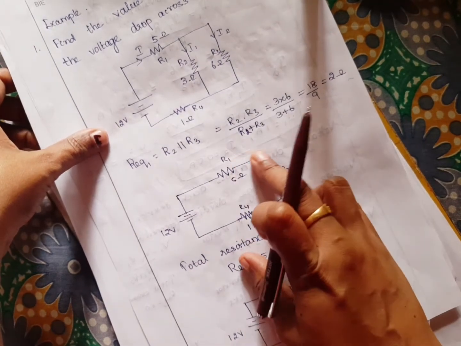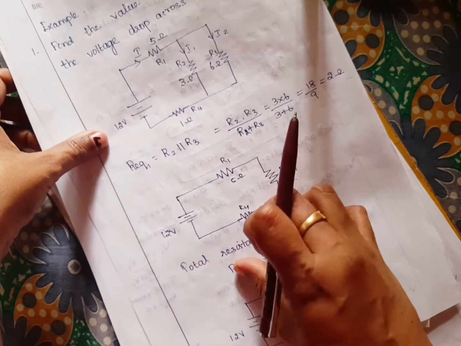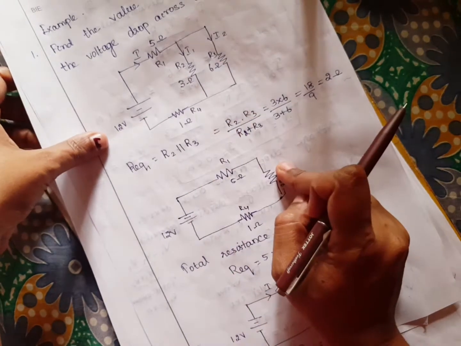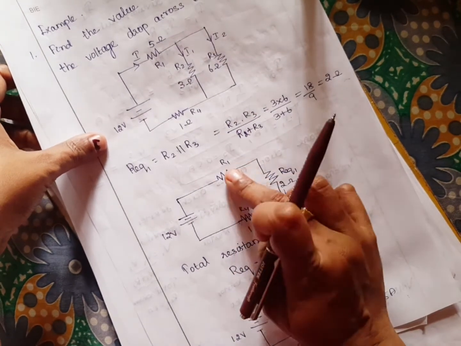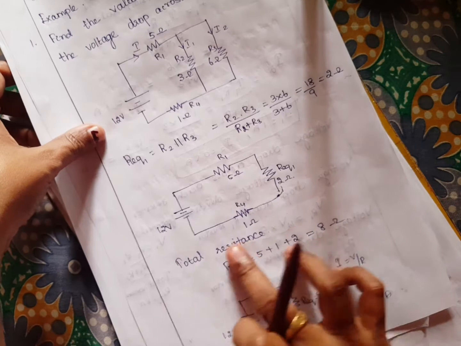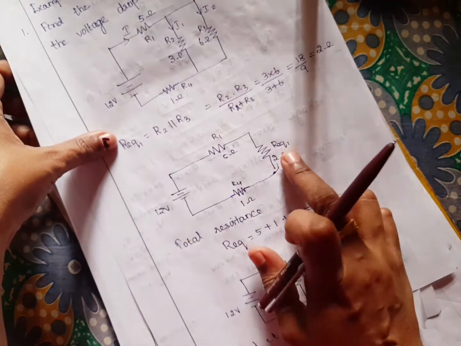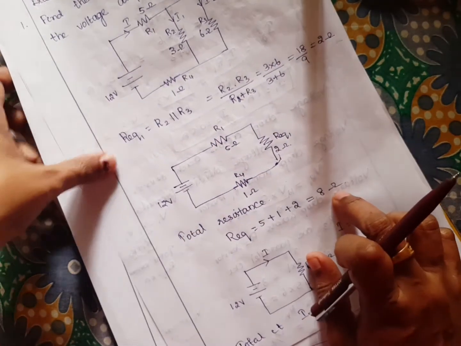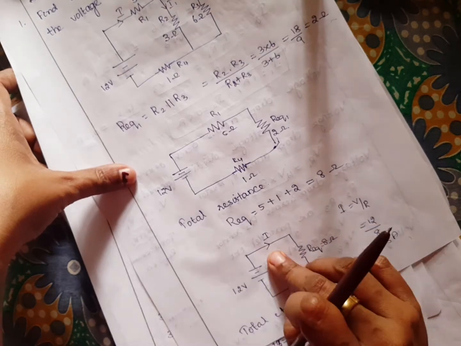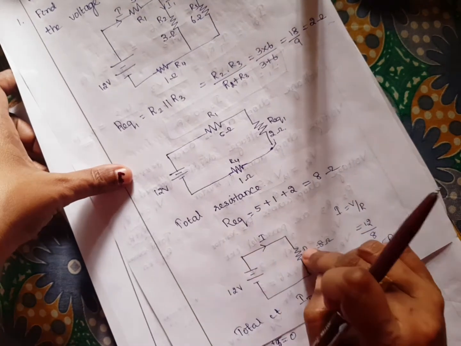So now what is the total resistance value? Now 2 resistors are reduced to 1 resistor. So now there are 3 resistors. These 3 resistors are in series. So the total resistance value is 5 plus 2 plus 1, that is 8 ohm. Okay, so now we have one voltage and one resistance.